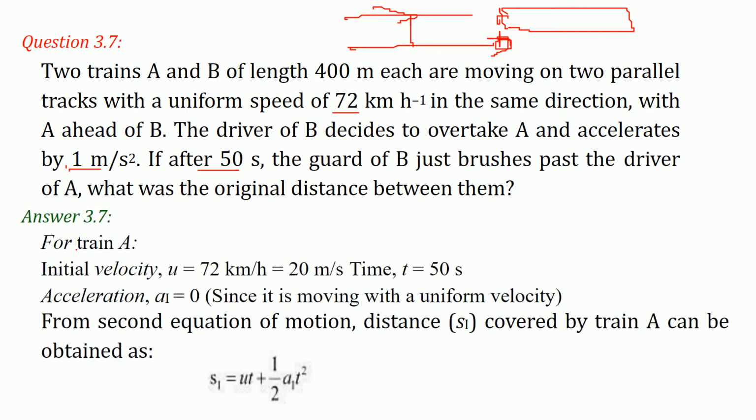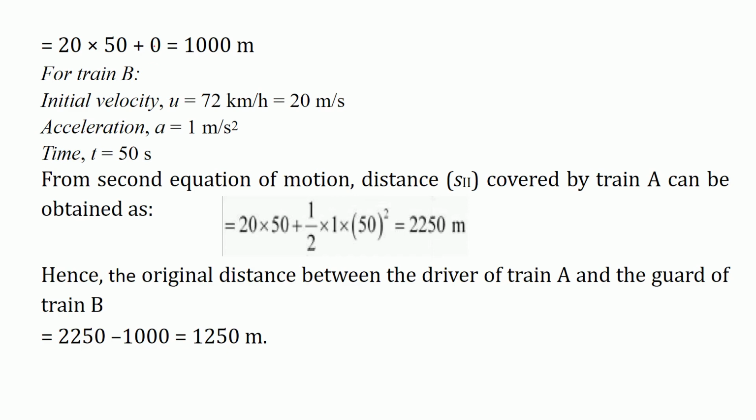So what is happening here is, first we will start with train A. The initial velocity is 72 km per hour, multiply it by 5 by 18, you get 20 meter per second. Time is 50 seconds, acceleration is 0 for this one. There is no acceleration. The acceleration is for B. So we'll use the second equation of motion, S1 equal to ut plus half a1 t square. A1 is 0. So just multiply 50 with 20, you get 1000 meters. So in this time of 50 seconds, the train A has moved 1 kilometer.